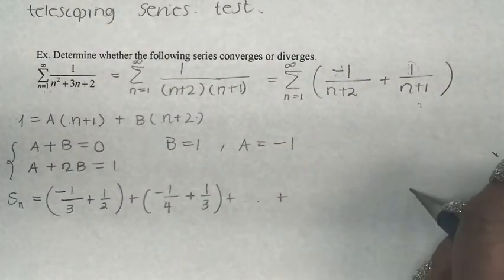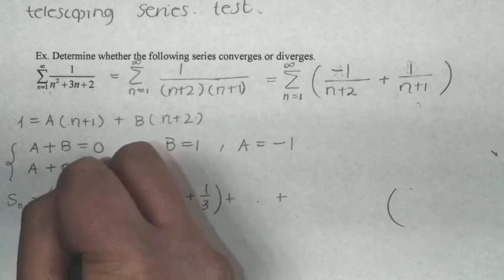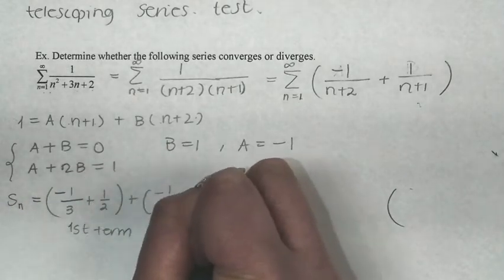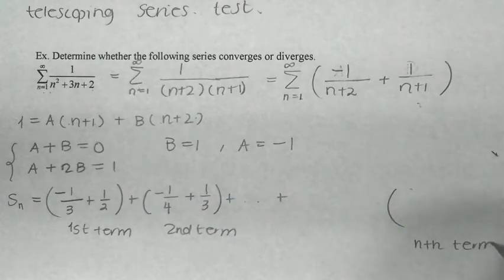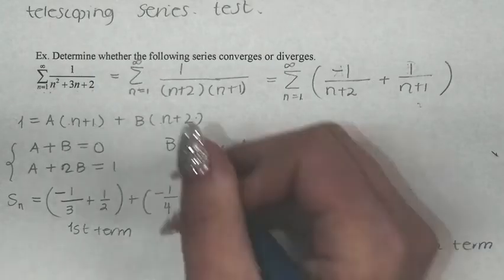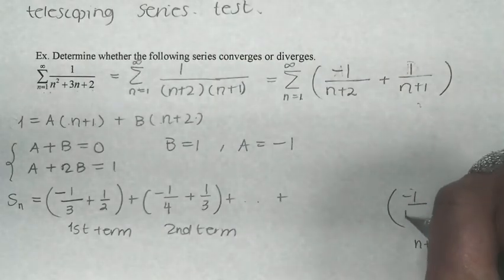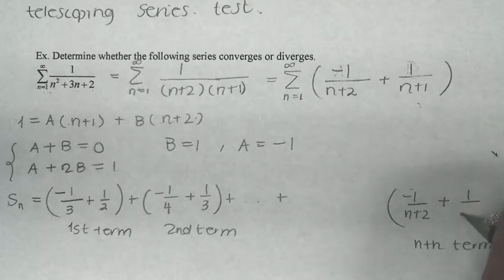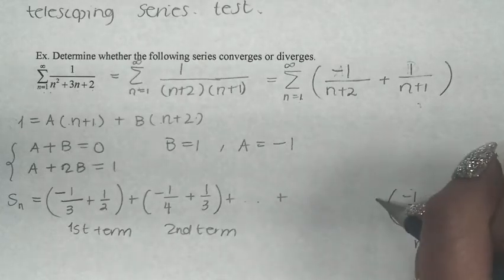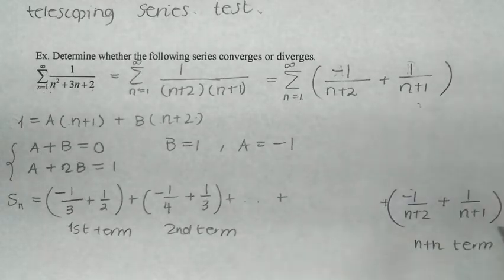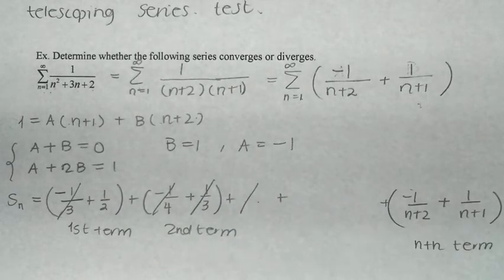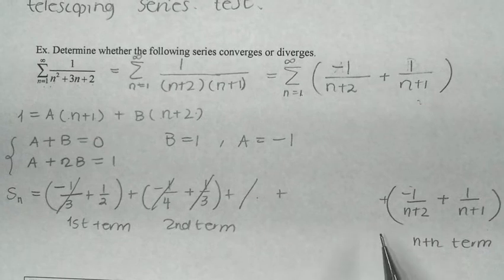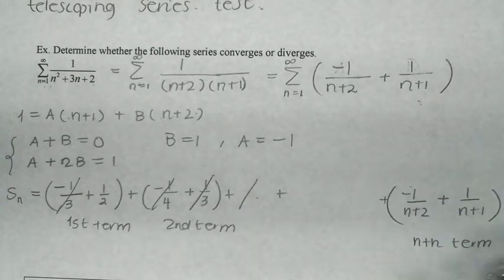You know that at the end of the day you are going to have your nth term. This is the first term, this is the second term, and this is, let's say, the nth term. So the nth term is going to be negative 1 divided by n plus 2, plus 1 over n plus 1. And you're going to ask, which of these are going to cancel out? It's pretty clear that this cancels with this, and this one is going to cancel with something in the middle. But what's the business here?